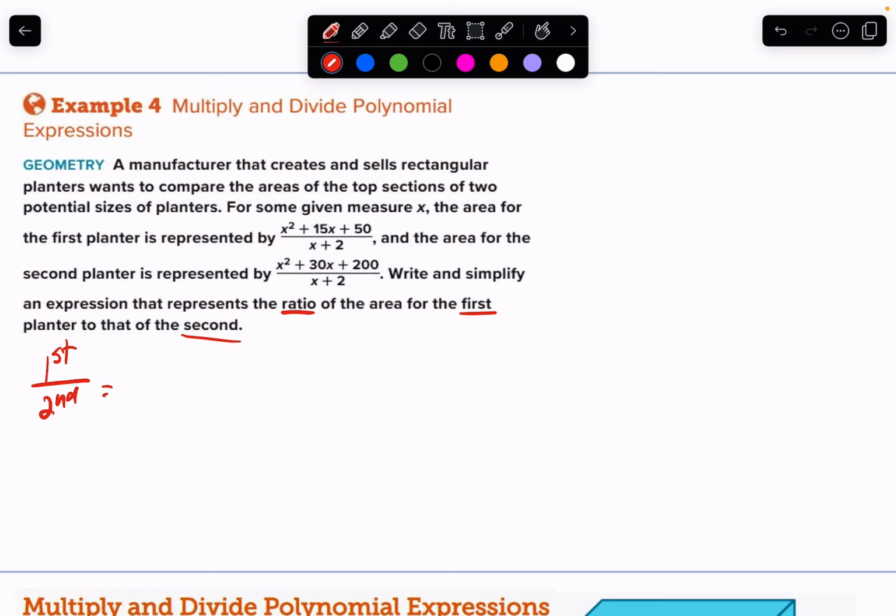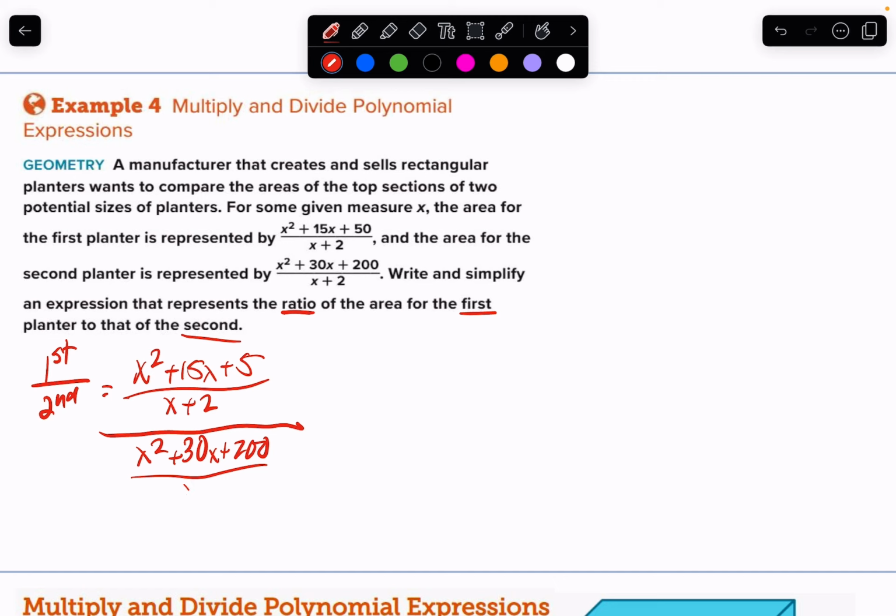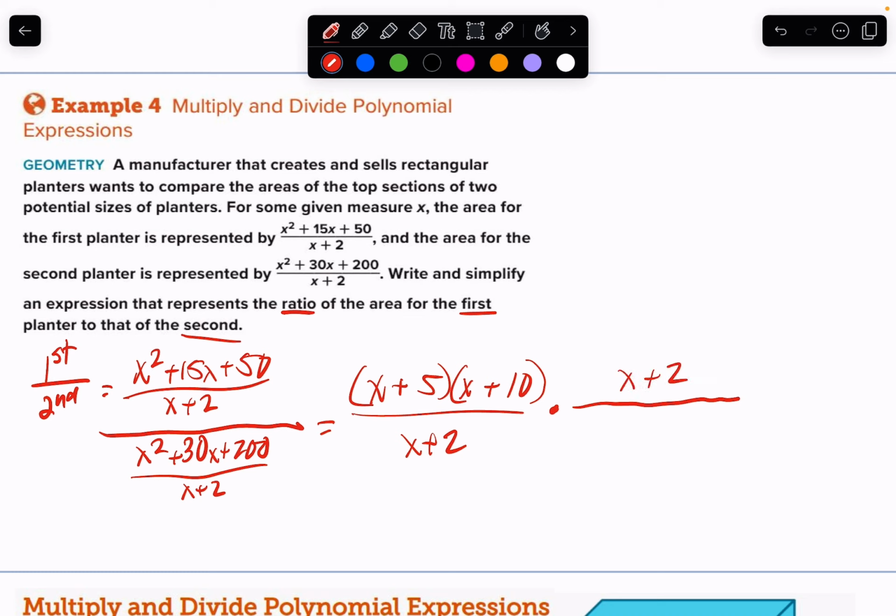So the first is x squared plus 15x plus 50 over x plus 2 over x squared plus 30x plus 200 over x plus 2. Stay, and as I stay, I'm going to break it up. So each one gets an x. Factors of 50 that add to be 15 would be 5 times 10. They're both plus. Change it to multiply, then flip it over. The x plus 2 goes on top now.